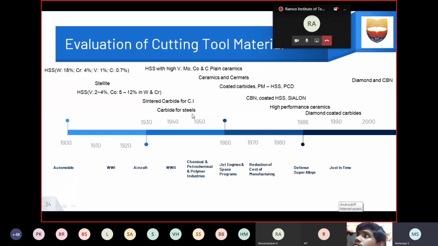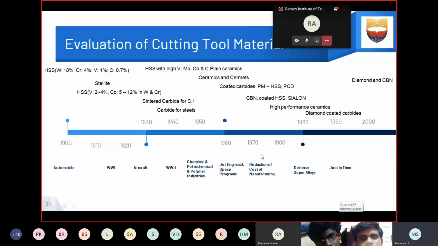For that they go for carbide steel and high speed steel with high vanadium, molybdenum, cobalt based material, which are used in the petrochemical and polymer industries emerging in 1950. In 1960, jet engines and space programs are emerging. At that time, we go for the nozzle area, where the combustion gases come out at the nozzle and should withstand high temperature gases. So the nozzle area should be machined with harder coated carbides.